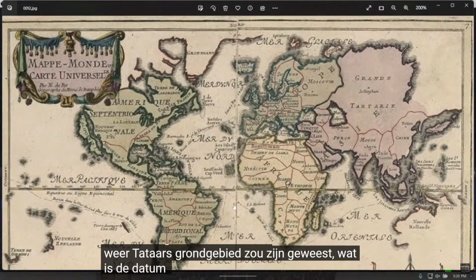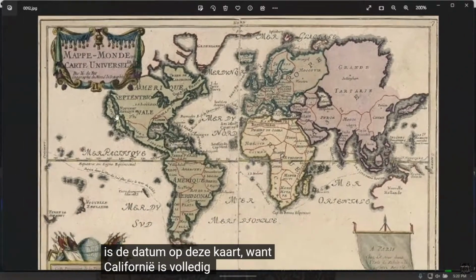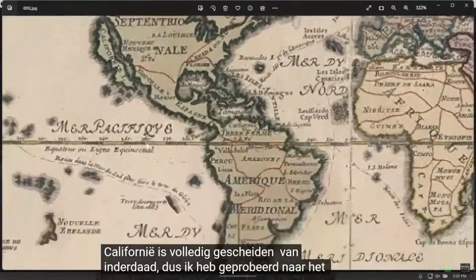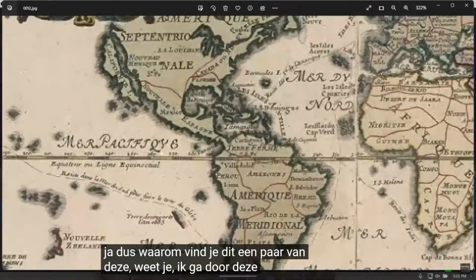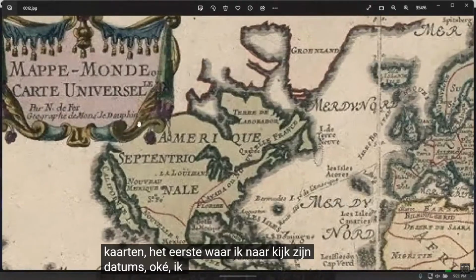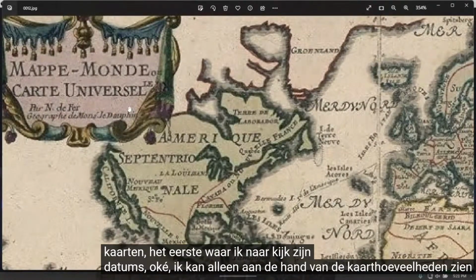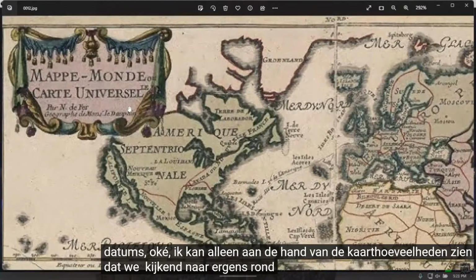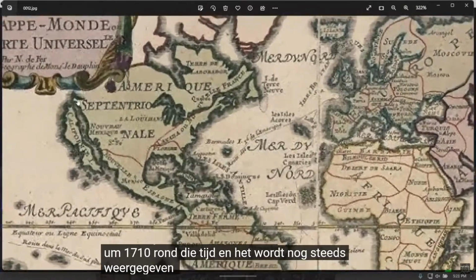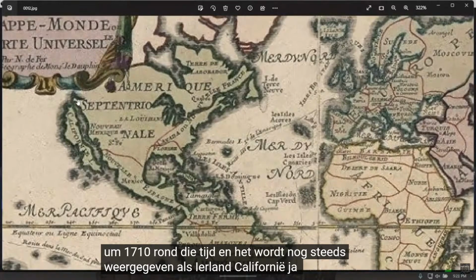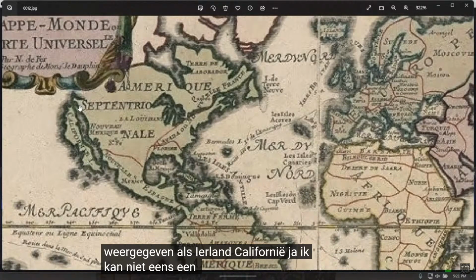Again, what is the date on this map? Because California is completely separate from the continent. Indeed. So what you find is a couple of these. I'm going through these maps, and the first thing I check for is dates. I can only see by Mapamond that we're looking at somewhere around 1710, around that era, and it's still showing as Island California. Yeah, I can't even find a transition point.